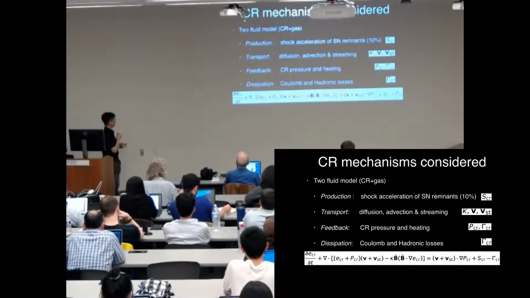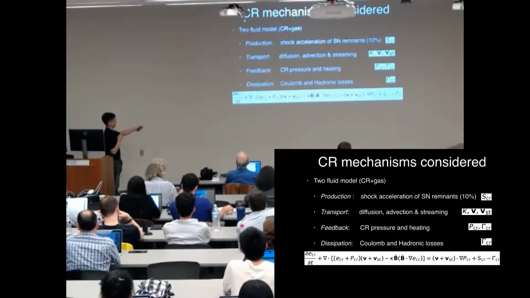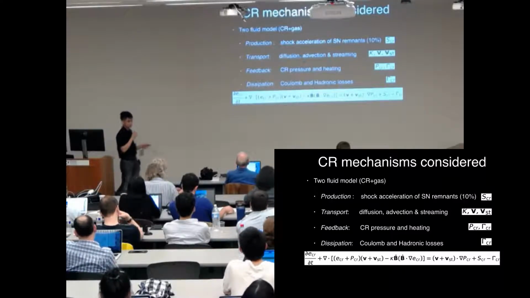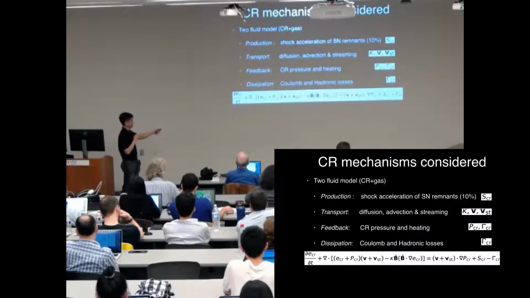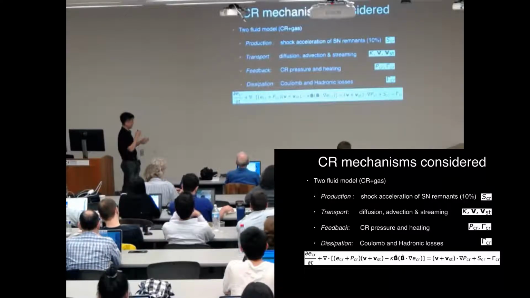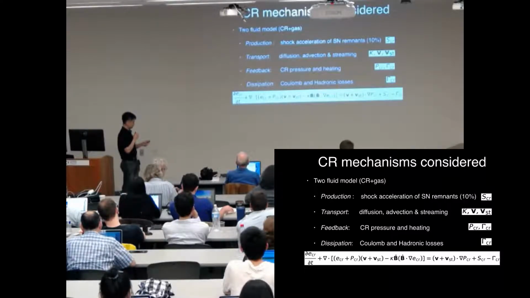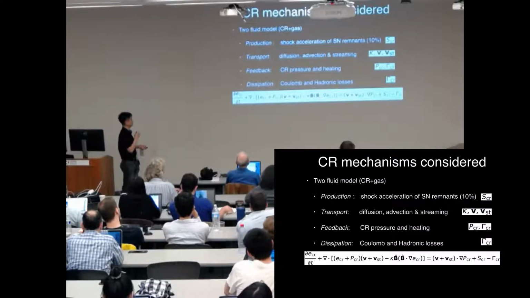In the simulation, we have implemented the two-fluid model. It has two pieces of information: one is about the gas, and the other is about the cosmic ray. The cosmic ray mostly comes from shock acceleration from supernova remnants. 10% of the total supernova energy goes into the cosmic ray, and the rest goes into the gas. It can then have isotropic and anisotropic diffusion, advection, and also streaming through the galaxy.